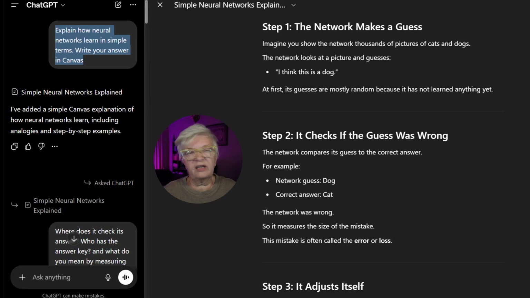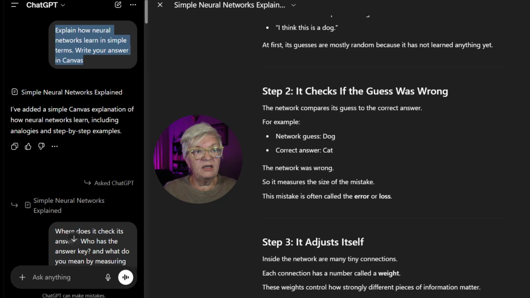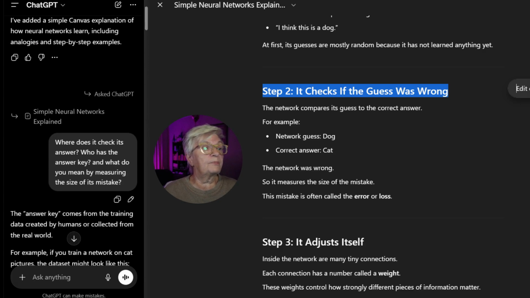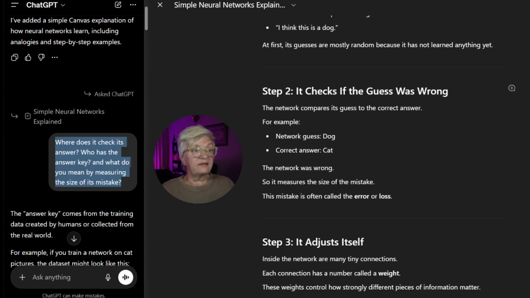Looks very clear. Okay, it makes a guess, it checks the answer, it adjusts, and it does this over and over again. But that isn't really the explanation of how a neural network learns. So, since I am in Canvas, for example, this part here, it checks if the guess was wrong. I wanted to follow up, so I asked, where does it check its answer? Who has the answer key? And what do you mean by measuring the size of mistakes?